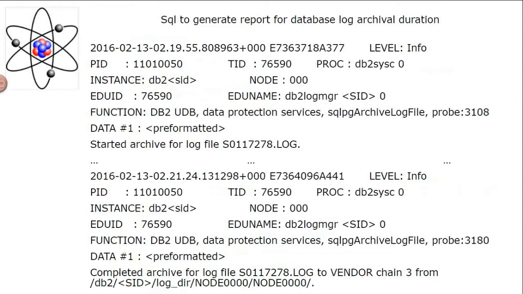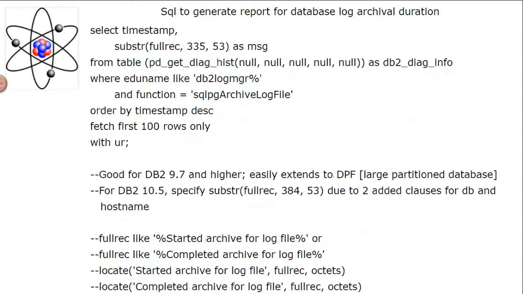So it treats each paragraph in the db2diag.log as a record, and a good way to parse it is to use a locate function to find a string like "started archive for log file" or "completed archive for the log file" and note the position. So for DB2 we have a fixed position there, 335, and I want to advance 53 more characters from there to get the complete message.